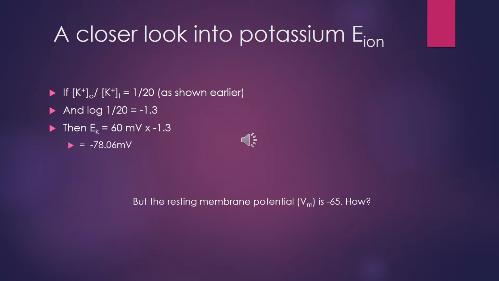For instance, in the example used earlier, we stipulated that potassium was 20-fold more concentrated inside of the cell. If potassium outside of the cell divided by potassium inside of the cell is 1 divided by 20, and log of 1 divided by 20 is equal to negative 1.3, then the potassium equilibrium potential is equal to 60 millivolts times negative 1.3, which equals negative 78.06 millivolts. But the resting membrane potential, Vm, is negative 65. How?